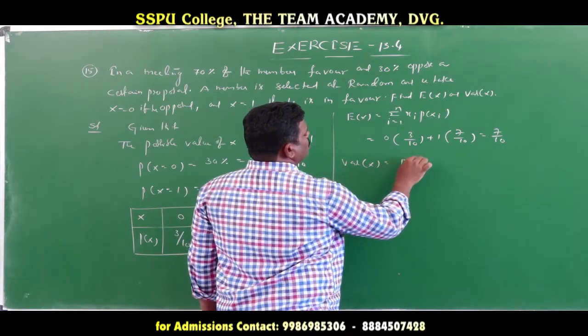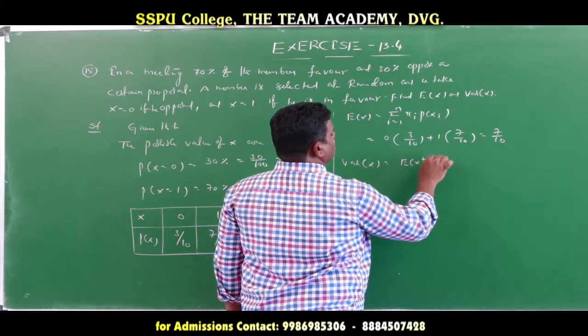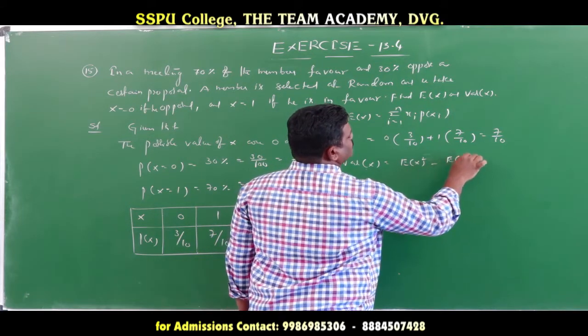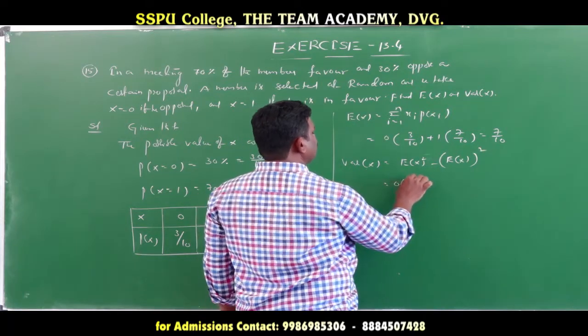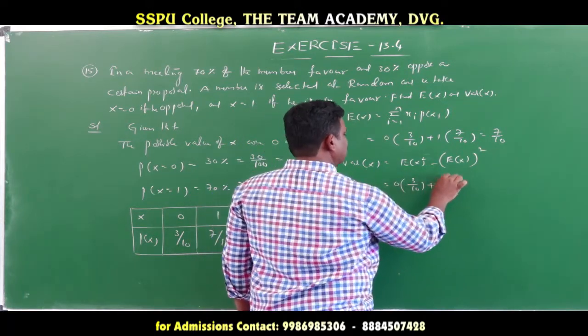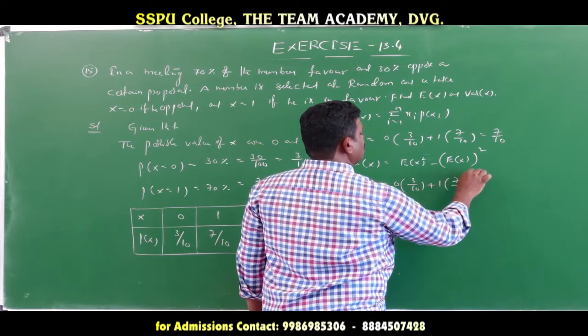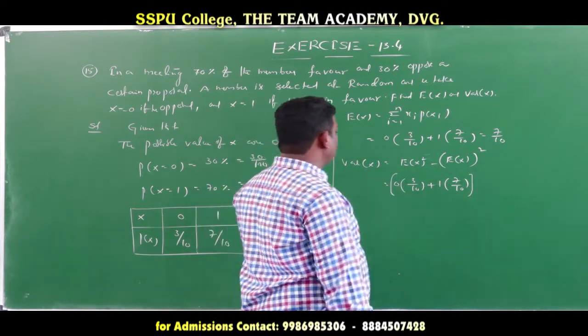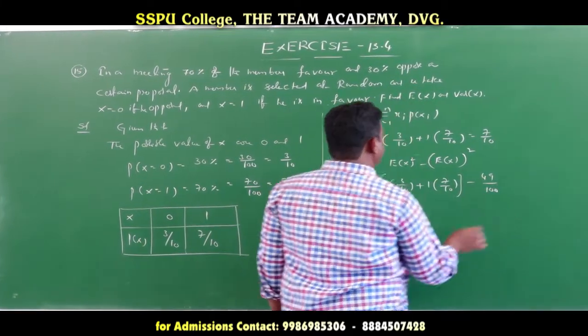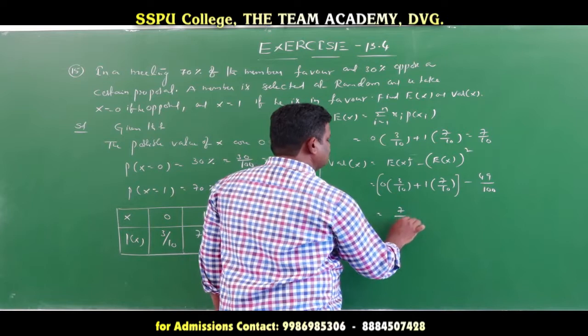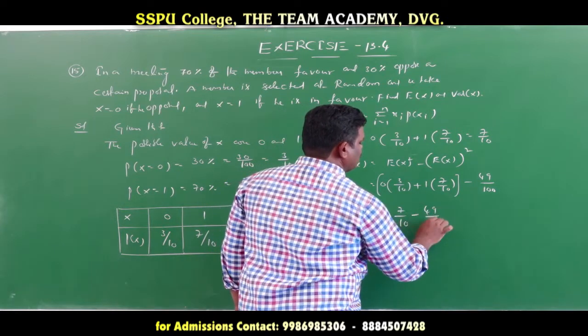Variance of x means we already know it is expectation of x square minus expectation of x whole square. So expectation of x whole square means what? 0 into 3 by 10 plus 1 into 7 by 10. So whole square means 0 whole square is 0, 1 whole square is 1 only, minus this value, how much? 49 by 100. That is equal to 7 by 10 minus 49 by 100.